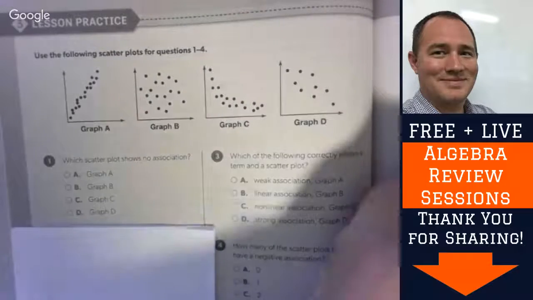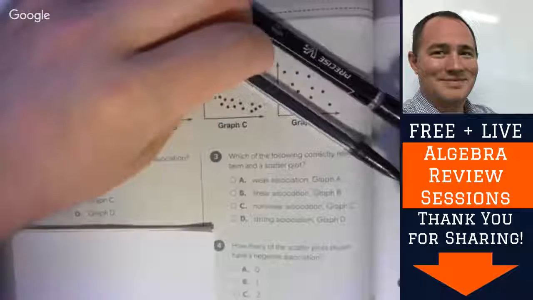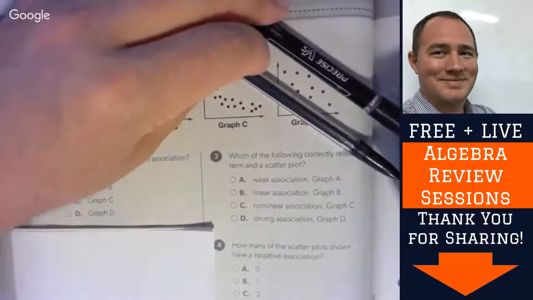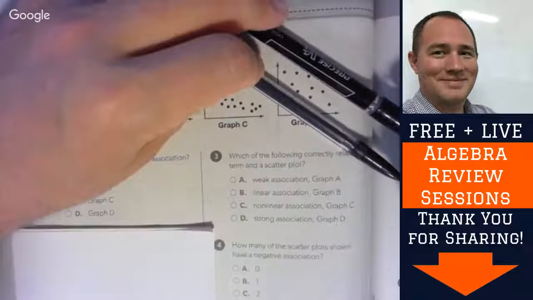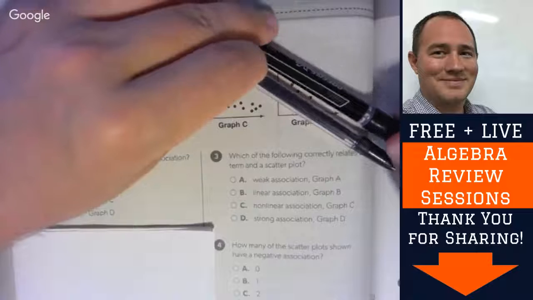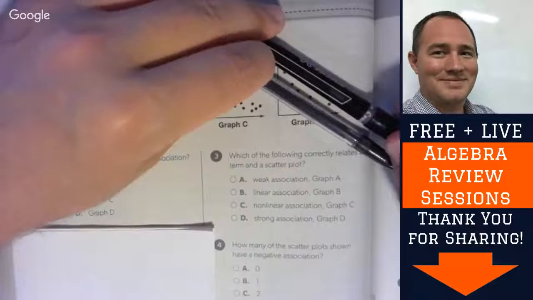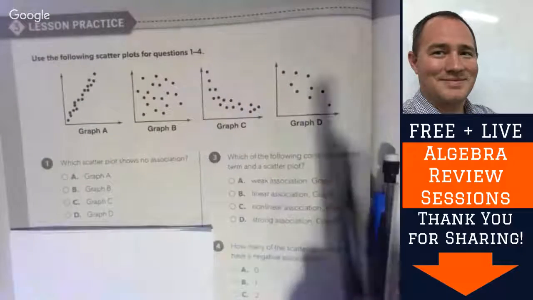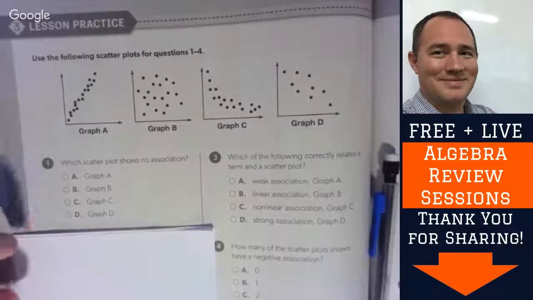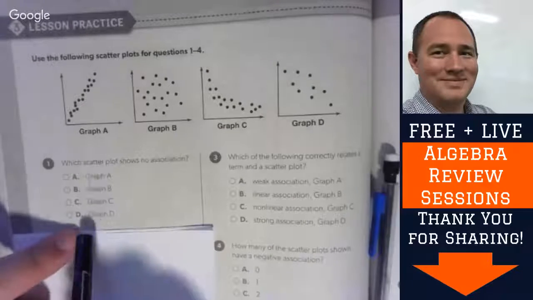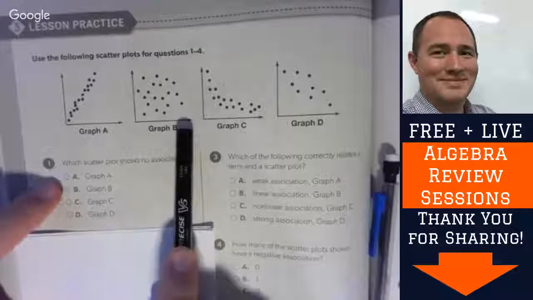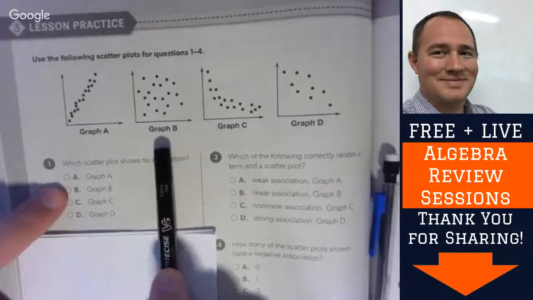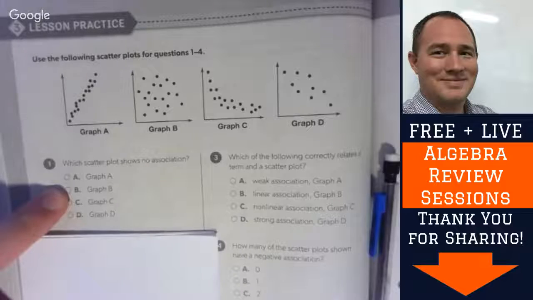Now graph D, there's certainly a clear hallway that could be drawn like this. It would be a negative association, but notice the hallway is not very narrow. If they all fit in this narrow hallway, that'd be a strong association. So that's a weak negative linear association for D. So going back here, which scatter plot shows no association? And that would be graph B, right? So graph B shows no association.